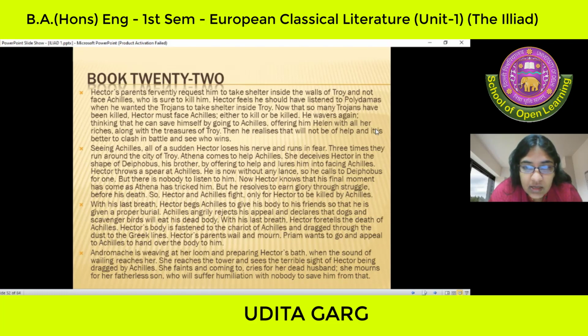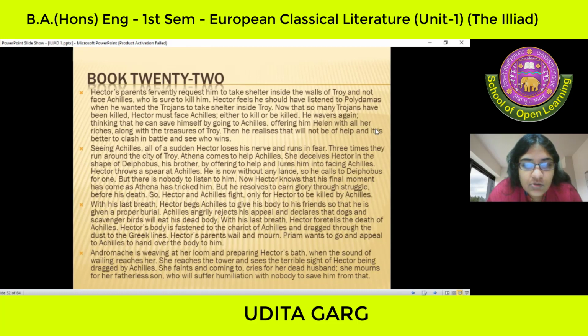Athena comes to help Achilles. She deceives Hector in the shape of Euphorbus, his brother, by offering to help and lures him into facing Achilles. Hector throws a spear at Achilles. He is now without any lance, so he calls Euphorbus for one, but there is nobody to listen to him. Now Hector knows that his final moment has come, as Athena has tricked him, but he resolves to earn glory through struggle before his death.